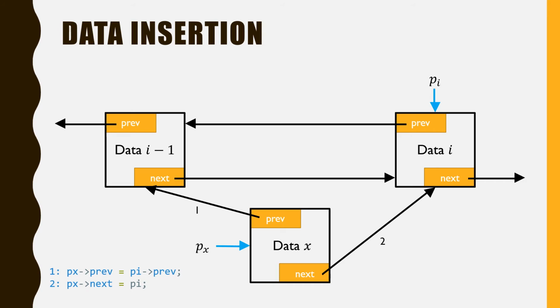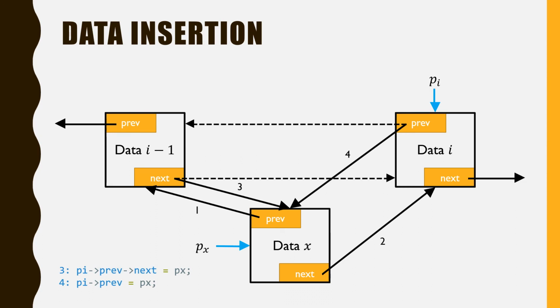The first link we need to modify is to assign the prev pointer of data x to data i-1. The second link we need to modify is to assign the next pointer of data x to data i. We have labeled the links added in the 2 steps with 1 and 2 in the figure respectively. And we can implement the changes with the 2 lines of code shown here.